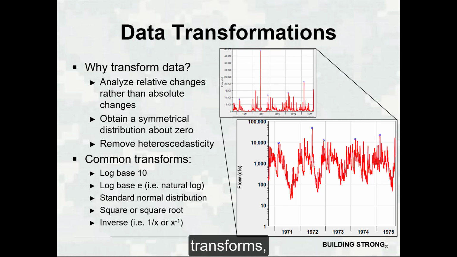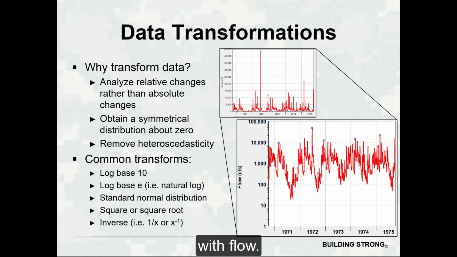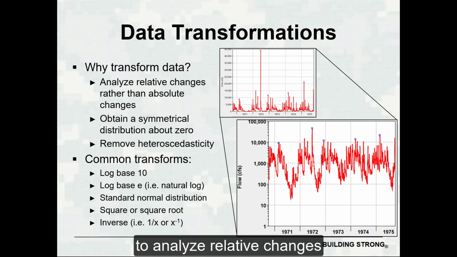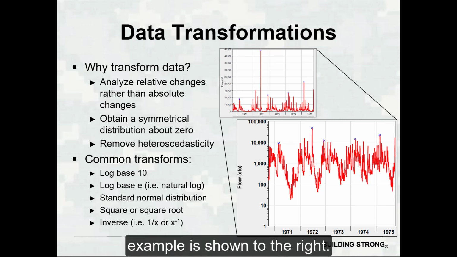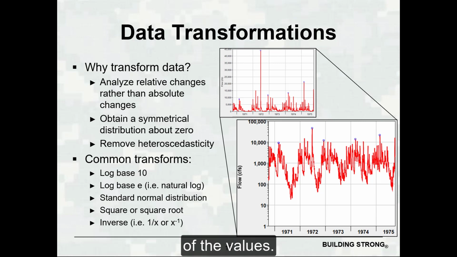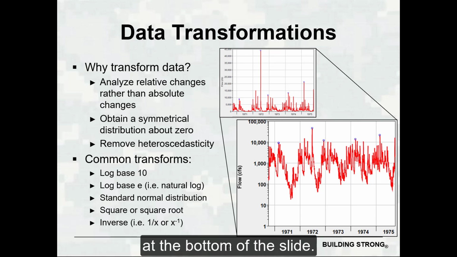In terms of common transforms, log base 10 is probably the most commonly used transform when dealing with flow. And this transformation allows the user to analyze relative changes rather than absolute changes, and an example is shown to the right. Remember that the mean of the log transform values is not the same as the log of the mean of the values. However, this is by no means the only data transform that can be used, and I list out a few of the common ones at the bottom of the slide.